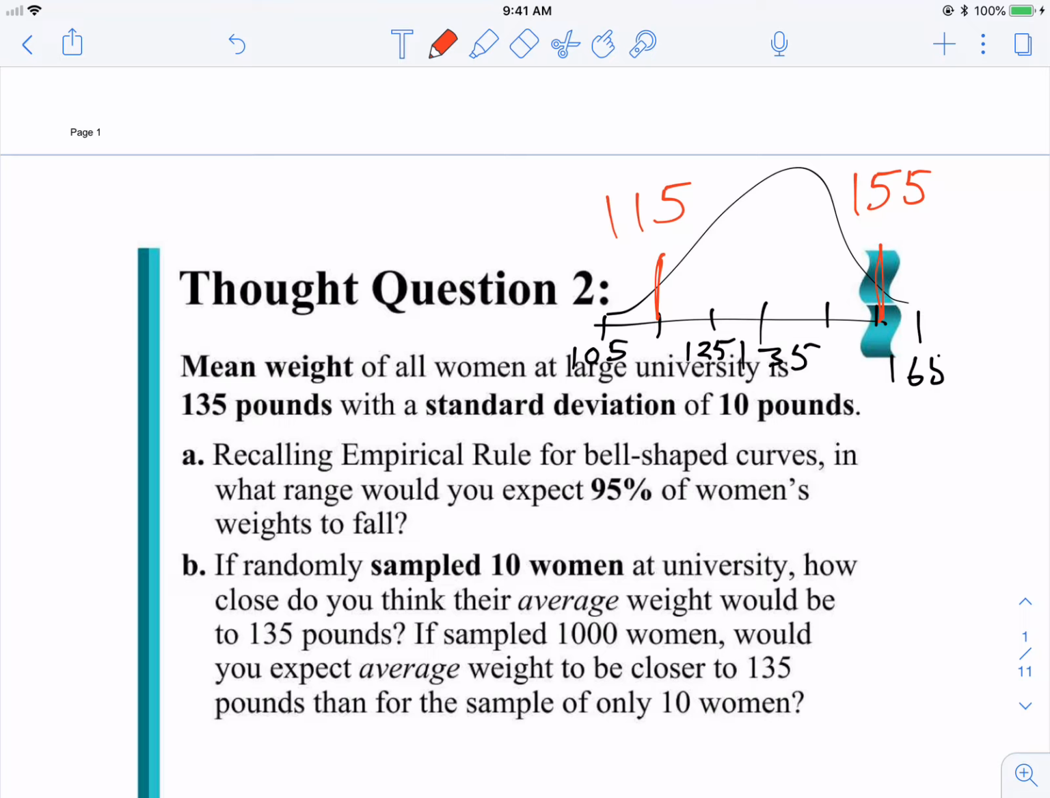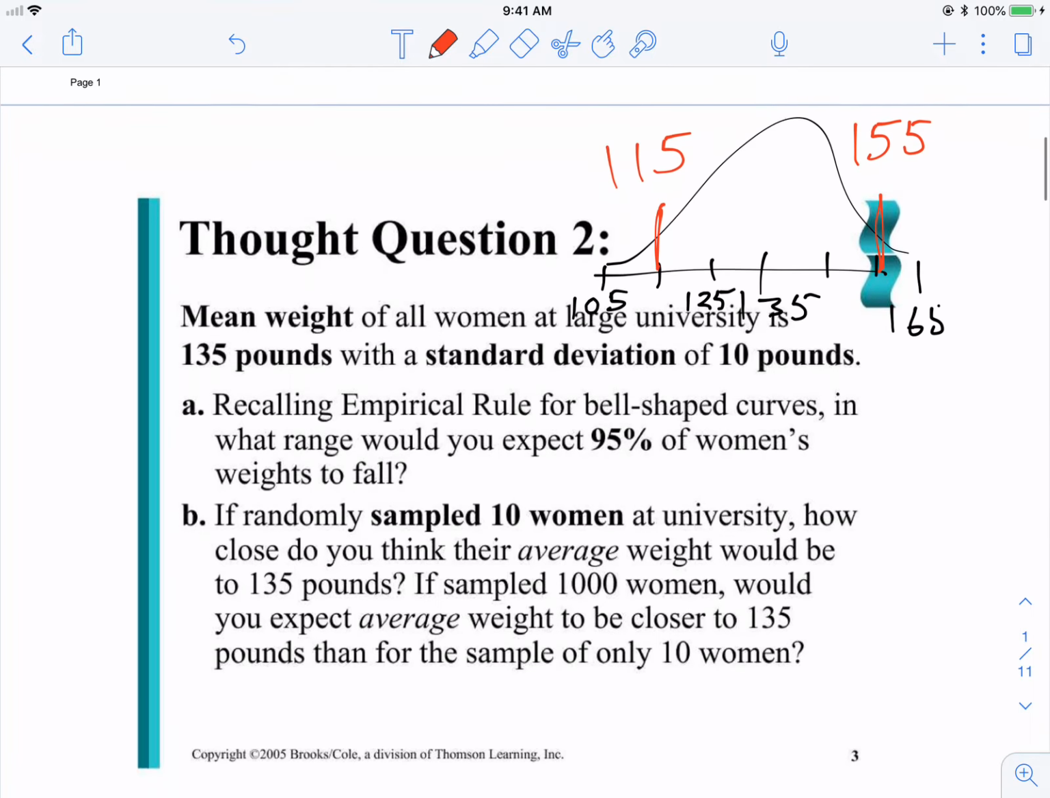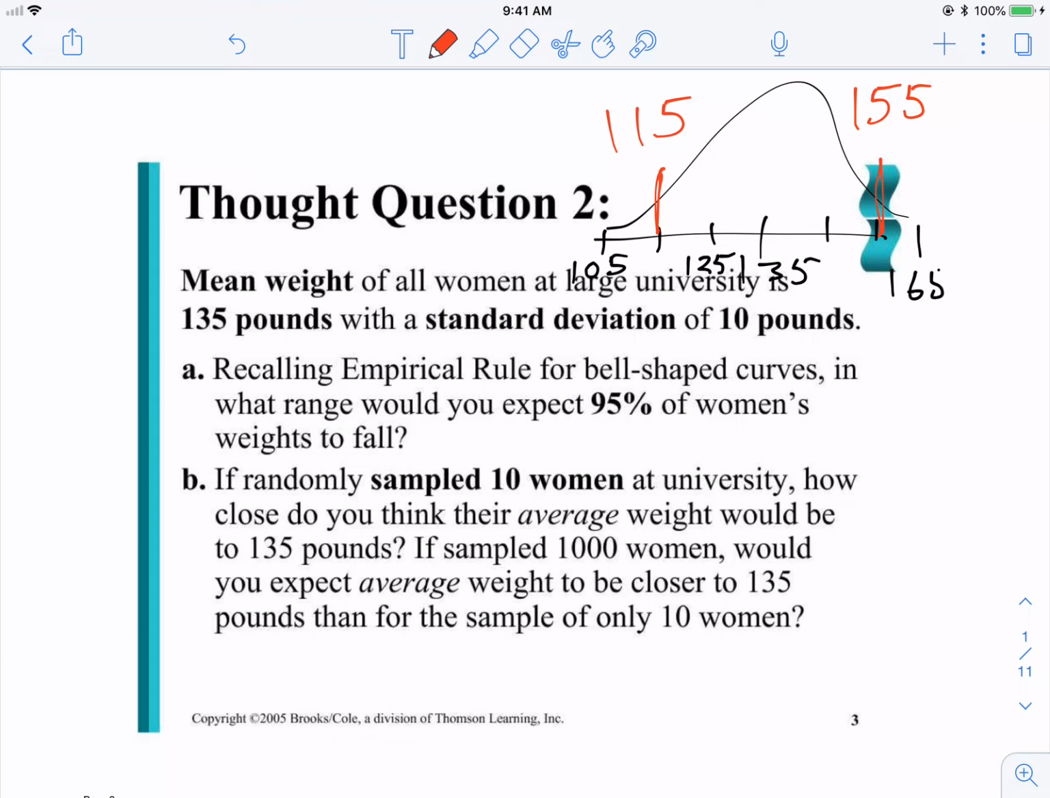Now, that's nothing new from what we did in the first semester when you're talking about the normal distribution. Where it gets new is in part B. If we randomly sampled 10 women at the university, how close do you think their average weight would be to 135 pounds? Okay. Now, we're no longer looking at an individual woman. We're looking at a sample of 10 women.